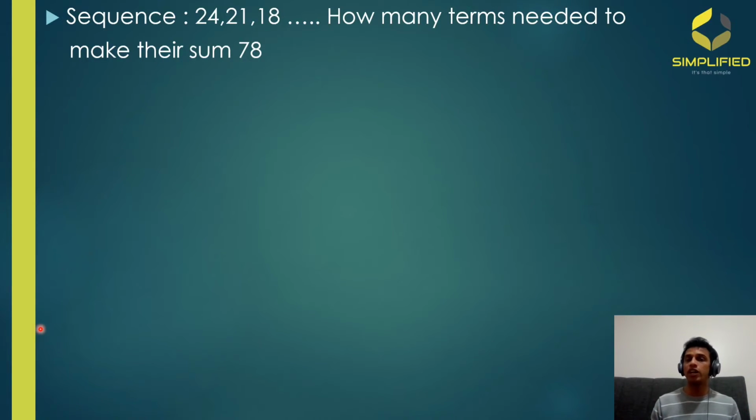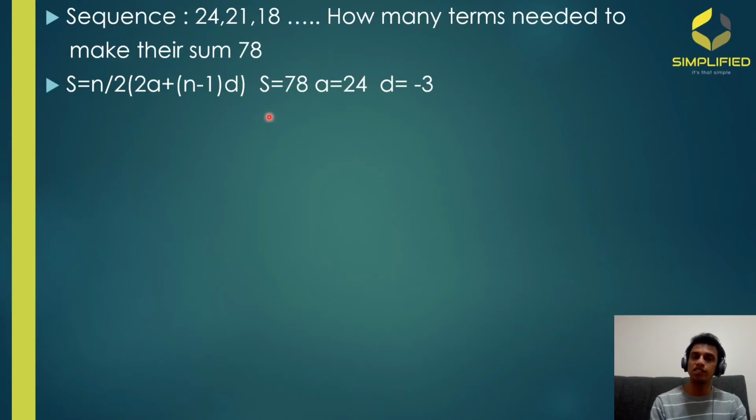Now we are only asked to find out how many terms are needed, which means that we need to find n. So we are going to write down the factors we know. So sum is, of course, 78. That's been clearly given here. a is equal to 24, that's the first term, and d is, of course, -3, because the sequence is decreasing. You can see that 24 to 21 means that there is a difference of 3 that is decreased, and for that reason, in order to indicate that decreasing factor, we are going to give d is equal to -3.